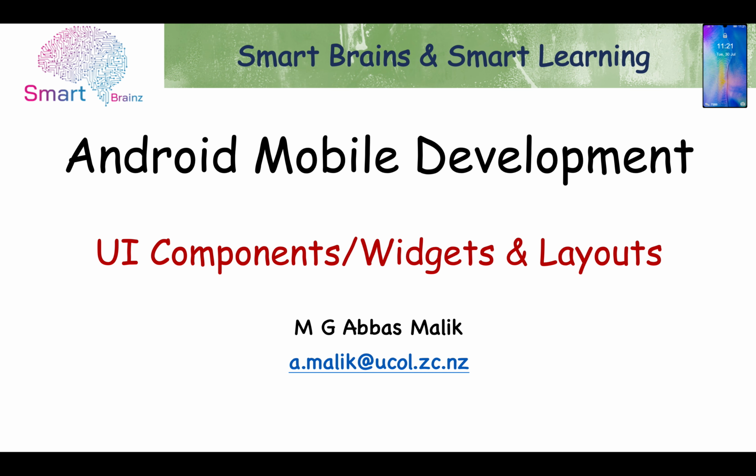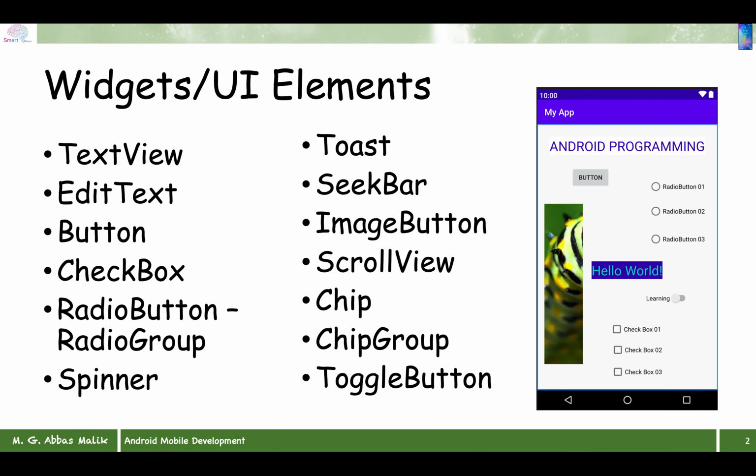Okay, so first of all, we have different types of UI components, different widgets. We call them UI elements, we call them widgets. We have text view, edit text, buttons, checkboxes, radio buttons, spinner, we also have a toast, a seek bar, image button, scroll view. There are countless different types of UI elements and widgets present in the Android APIs, and we can use them.